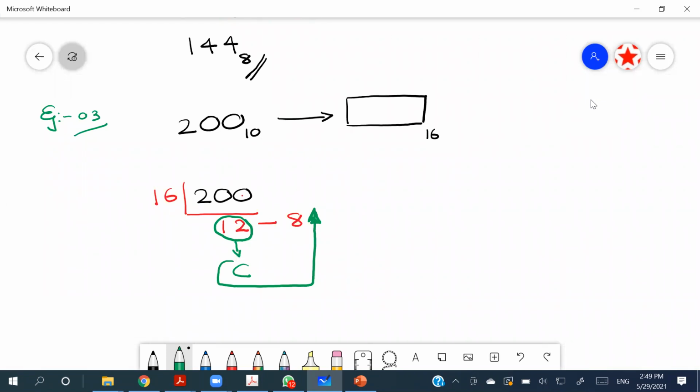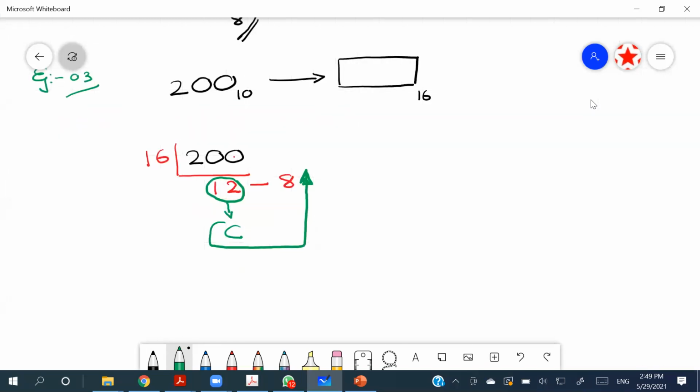So remember, when doing the division, if the quotient or the remainder is a value greater than 10, you have to represent it with the corresponding capital letter, right? So here 12 is C, 8 can be represented as it is. So your final answer is going to be C8 in hexadecimal. Got this, people?